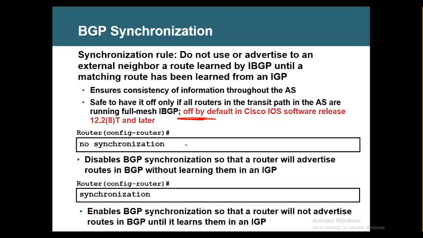Now what is that cat here in the synchronization rule? It means do not use a route, neither advertise the route to an EBGP neighbor, if IBGP matches the route.